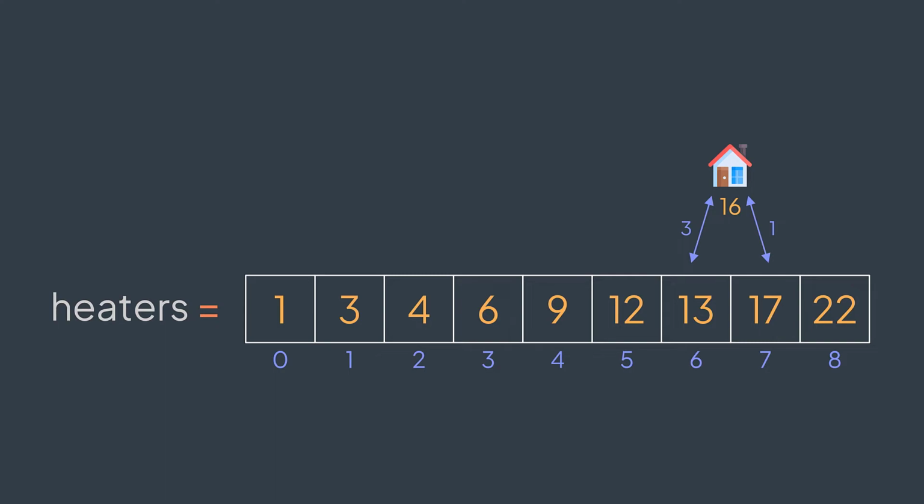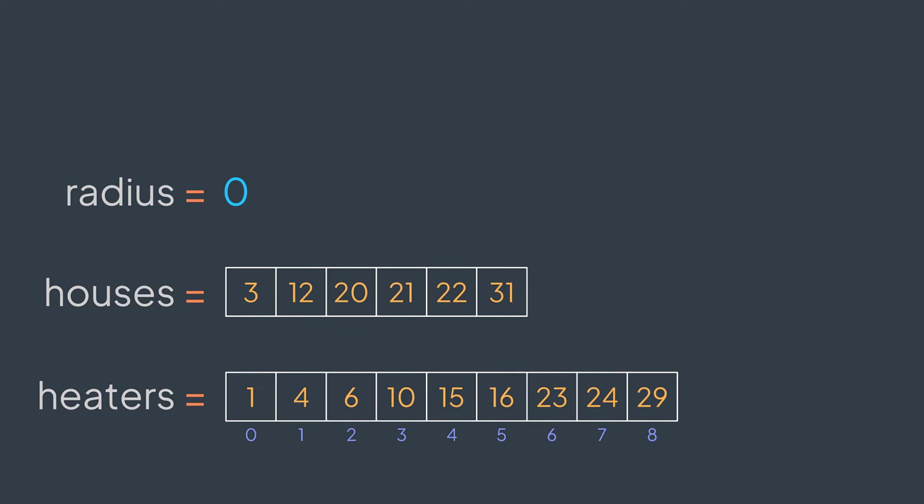And the trick is that to find the closest heaters to the next house, we just keep incrementing i until heaters of i becomes greater than or equal to the house. Let me show you an example. We have these houses and these heaters. We add two heaters on infinity and minus infinity to avoid going out of bounds.